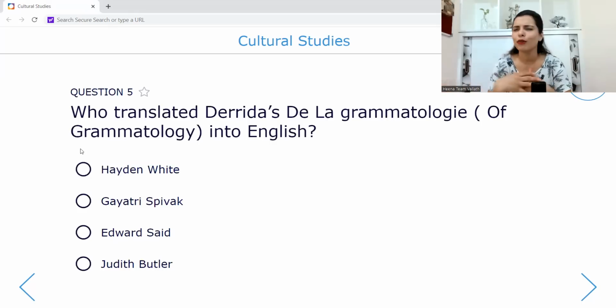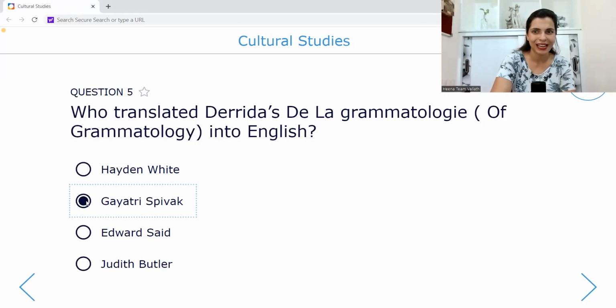So Jacques Derrida wrote this awesome work of grammatology in French. Of course, he's a Frenchman. Who translated it into English? Can you tell me? A. Hayden White, B. Gayatri Spivak, C. Edward Said, or D. Judith Butler? It's an important question. It is Gayatri Spivak, an Indian author who lives in America, right?